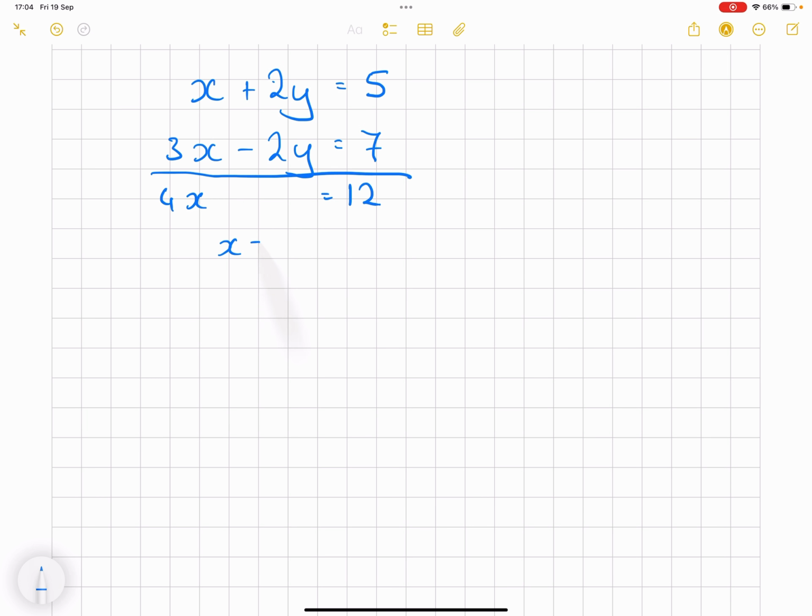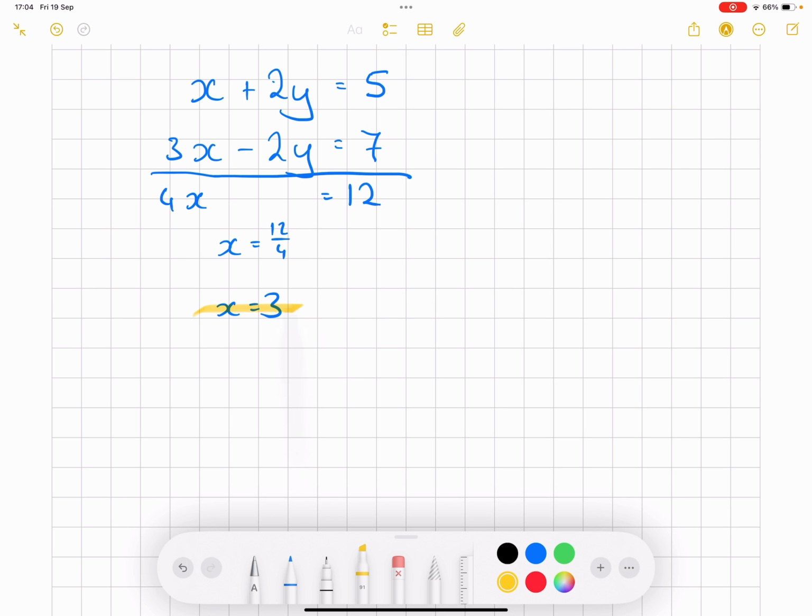And again, this is back to what we did last year. So x is equal to 12 divided by that value. So 12 is divided by 4. So x is equal to 3. Okay, now we've solved for x and we need to solve for y. So go back up to any line at all you want from the start.